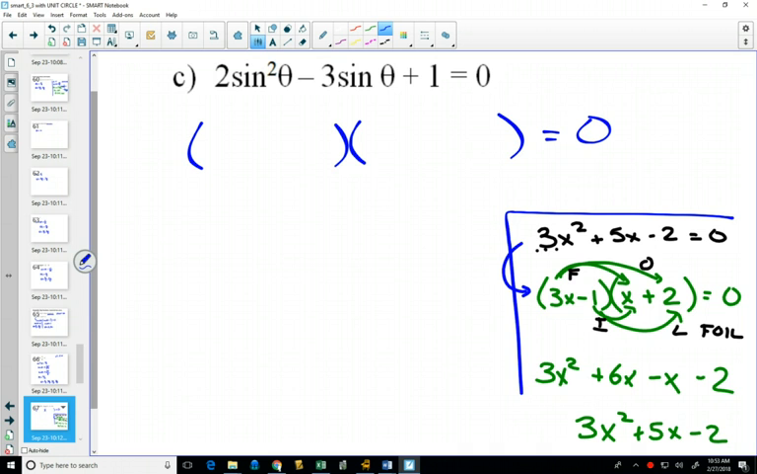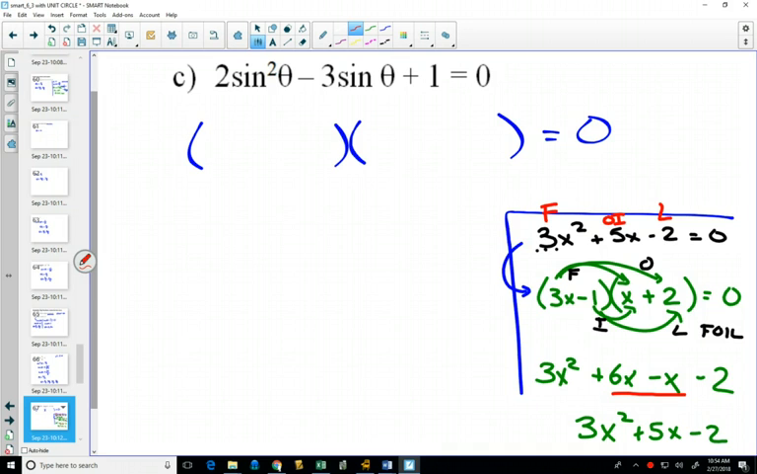But what I want you to notice is a couple of patterns. Whatever your first ones are, always give you your first term. That 3x times x has to give you 3x squared. And whatever your last ones are, see how my last ones are a minus 1 and a 2? They multiply together to give me my minus 2. And every single time that you multiply these together, your outside and inside have to get combined to give you the 5x.